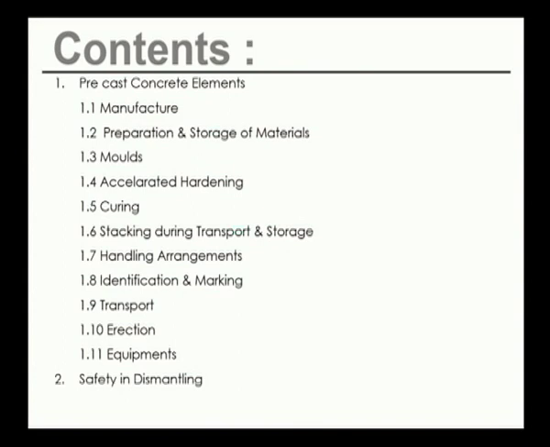We are learning about precast concrete elements, their manufacture, their preparation and storage, molds, accelerated hardening property of them, curing, stacking during transport and storage, handling arrangements, identification and marking, transport, erection and equipments. And in the next part, we will be learning about safety in dismantling. First of all, we will talk about the precast concrete elements.